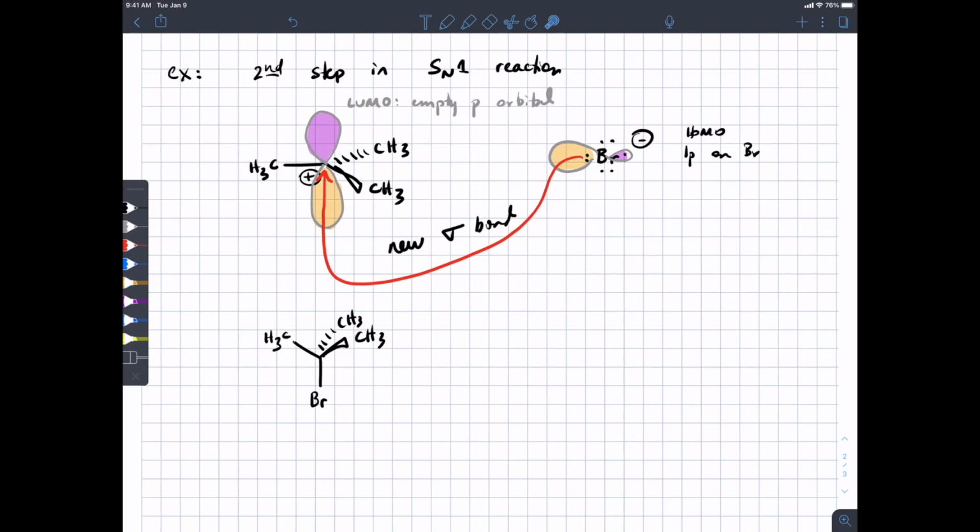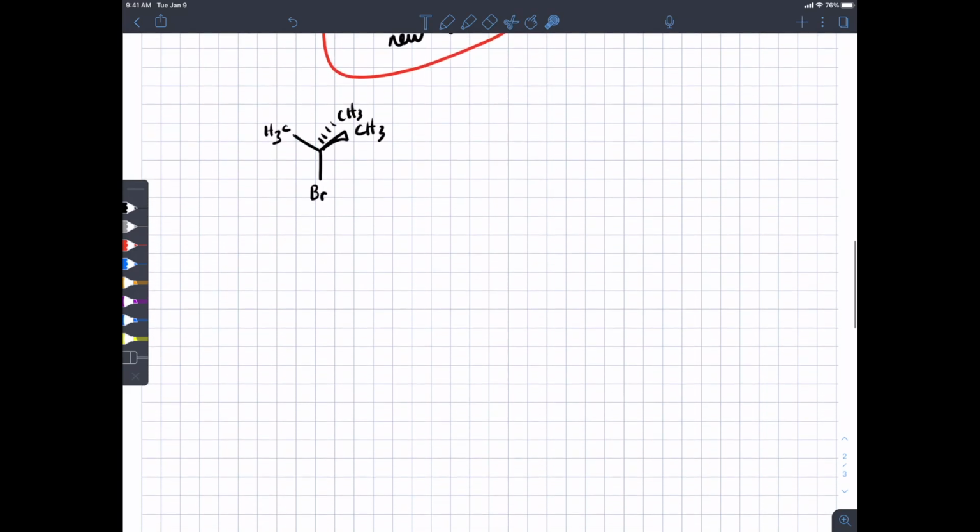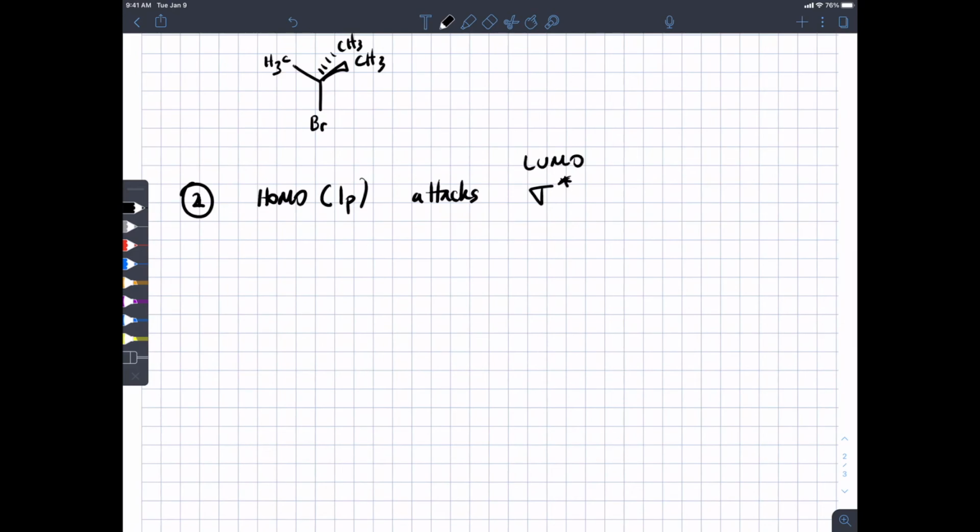All right, so now let's do a little bit more of a complicated situation. Let's stick with the lone pair because that's easy, but this is sort of situation number 2 where the HOMO is the lone pair and it attacks an antibonding orbital. So say a LUMO that is a sigma star. All right, and we'll make this situation similar to one I think that showed up in your study guide before.